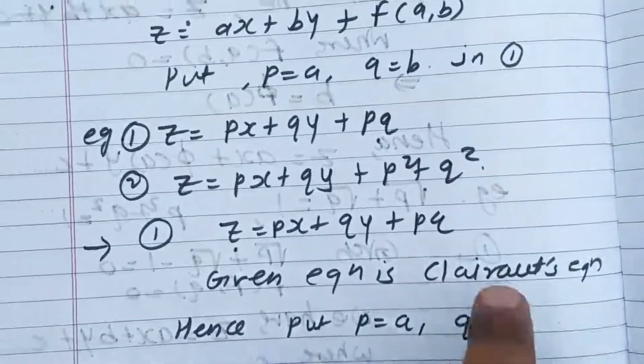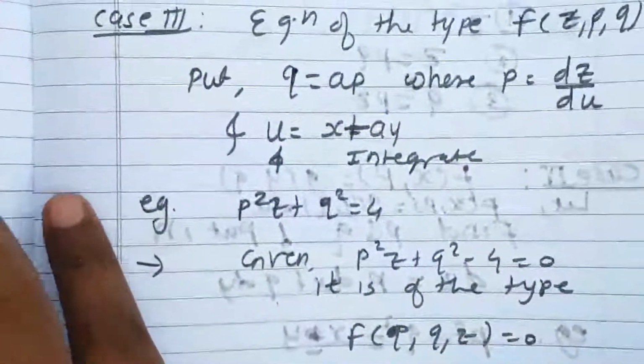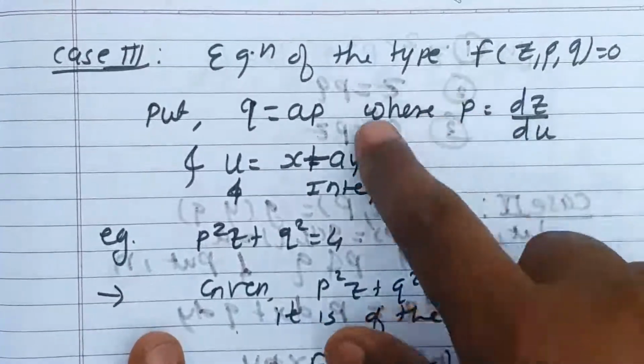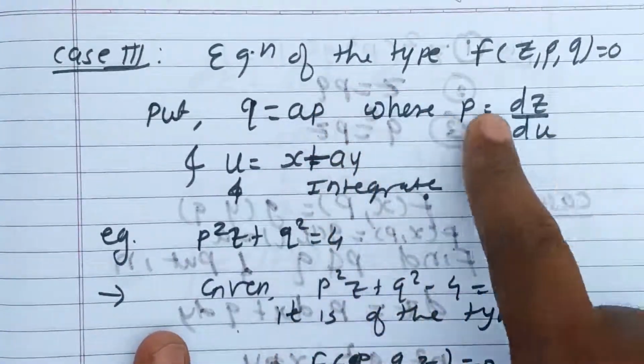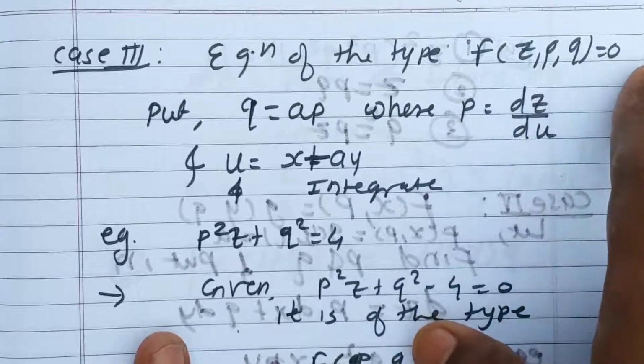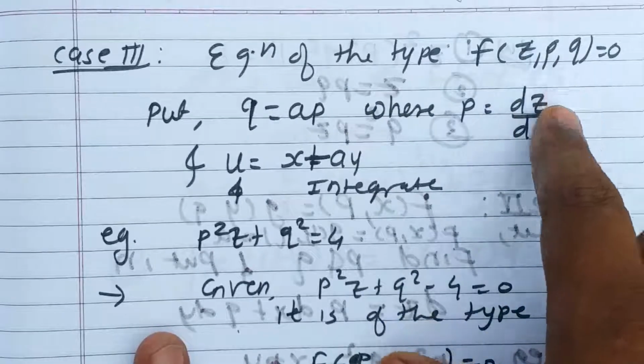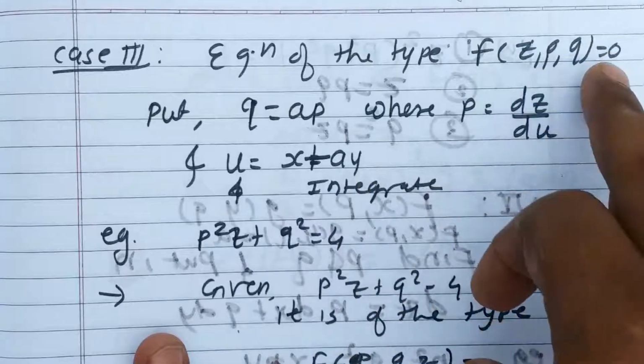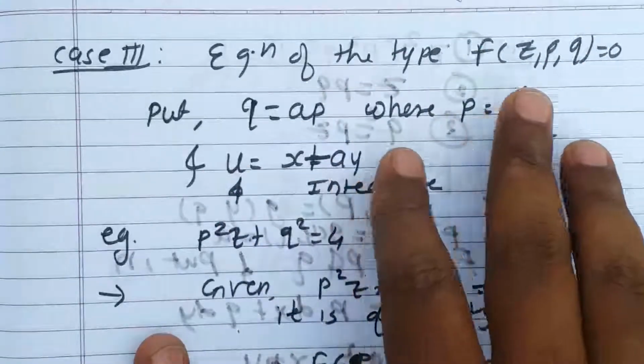Now let us discuss case number 3. Case number 3 is quite lengthy, meaning it has some calculations. If your equation is of the type f of z comma p comma q equal to 0, meaning it doesn't contain x and y, if your given partial differential equation has only terms of p, q and z, then in that case it will be of the case number 3 type.